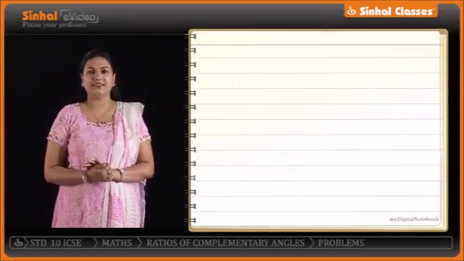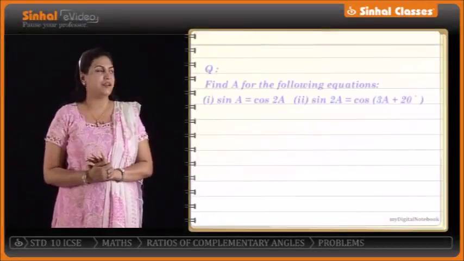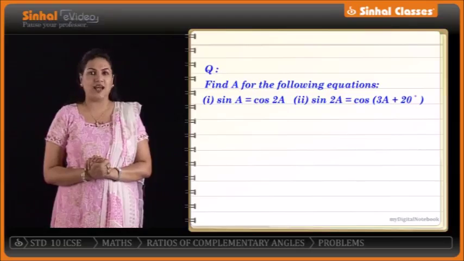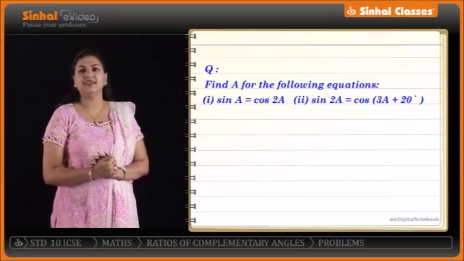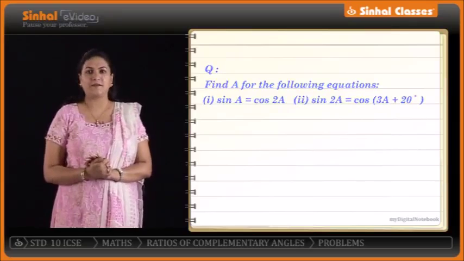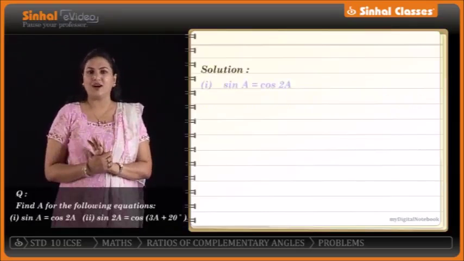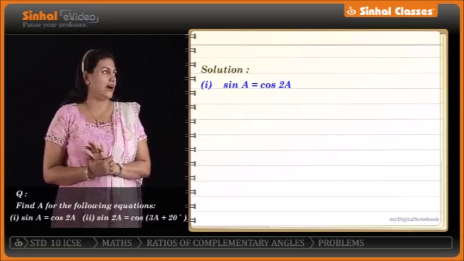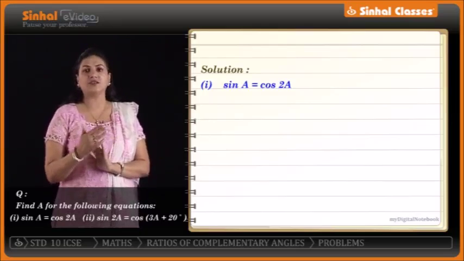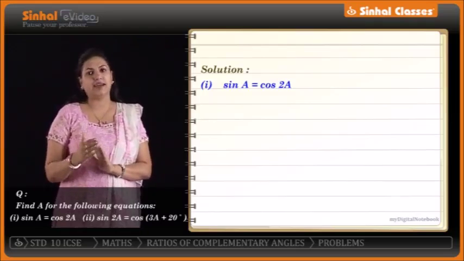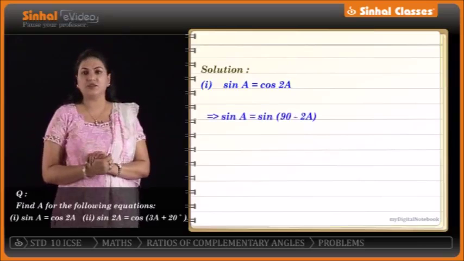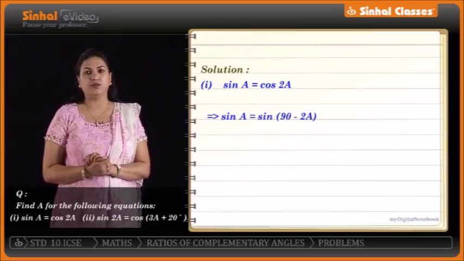Now let's look at the next sum. It's slightly of a different type. Here we are asked to find A for the following equations. The first equation is given as sine A is equal to cos 2A. Now sine and cos are complementary angles. So we write one of them in terms of the other. We can write cos 2A as sine 90 minus 2A. So the equation is sin A is equal to sine 90 minus 2A.